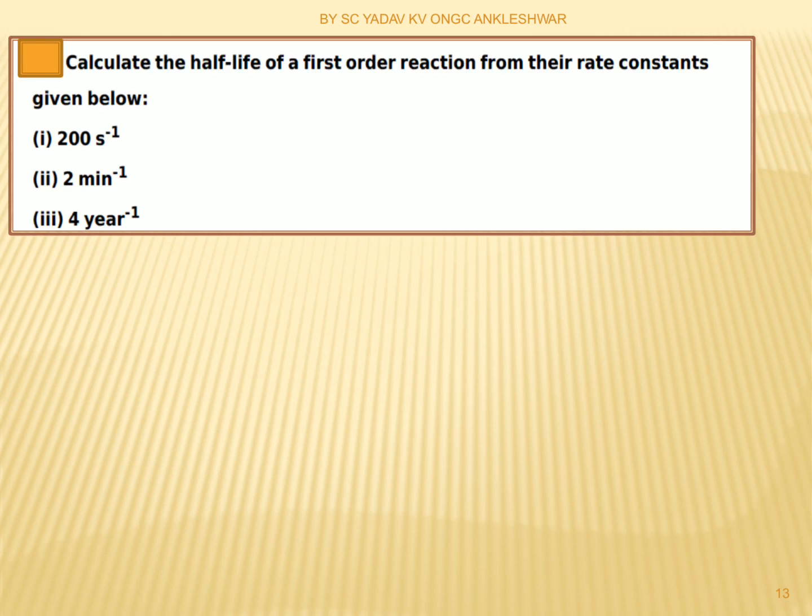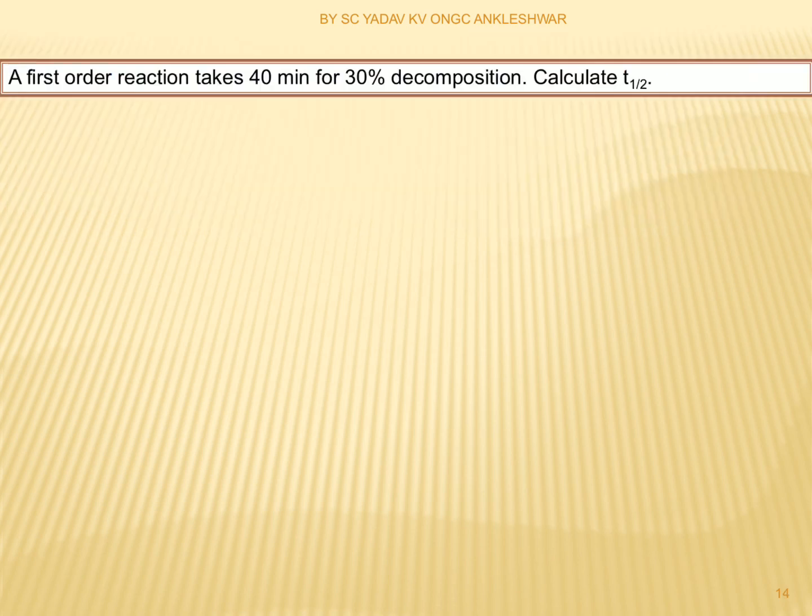Now see, calculate the half life of a first order reaction from the rate constant given below. It is given 20 per second. We should know it is 200. You know that half life is calculated as t half is equal to 0.693 by k. Rate constant is 200 per second. So use the data, write the value of k here, 0.693 divided by 200. You will get the answer. Very easy, so all of you can solve it.